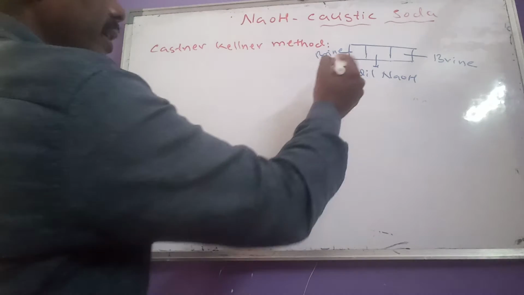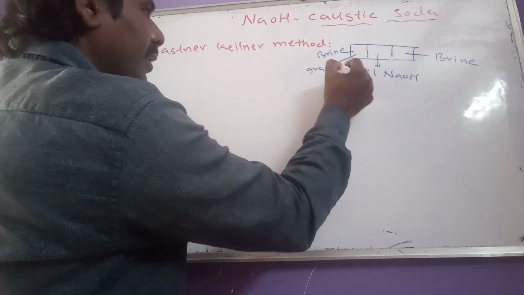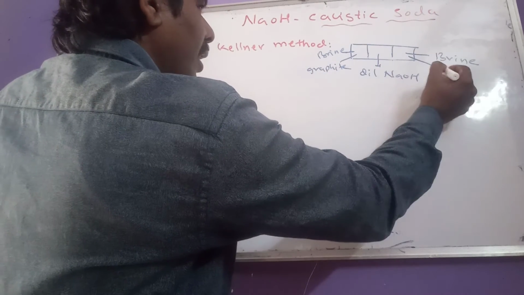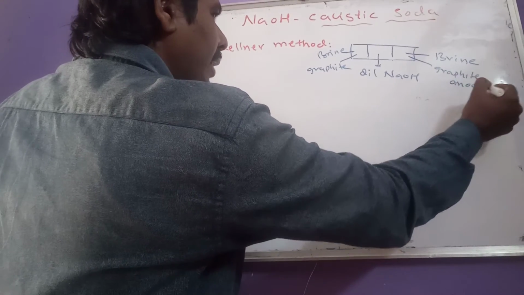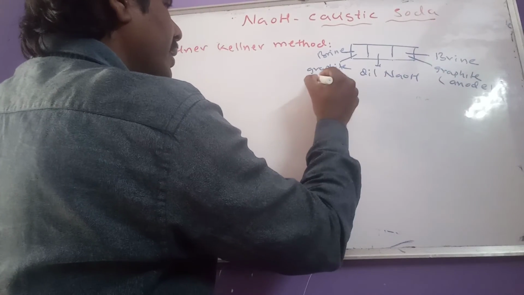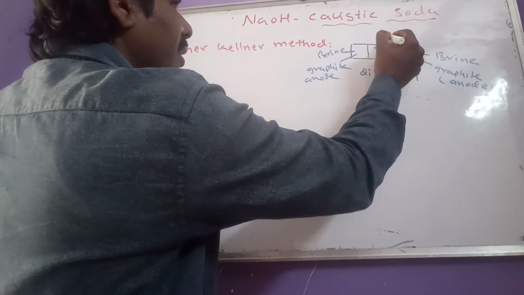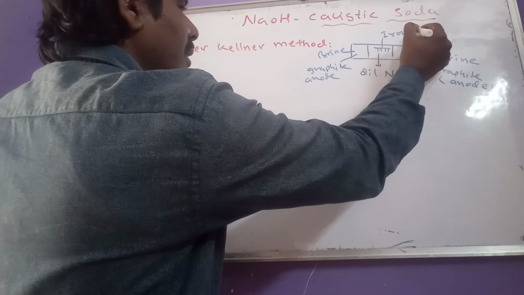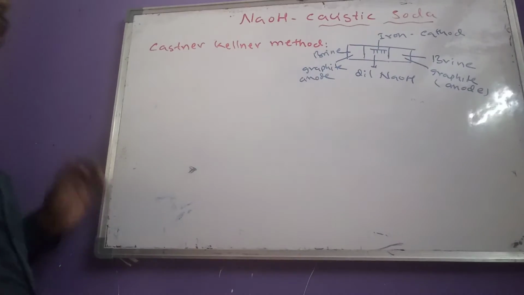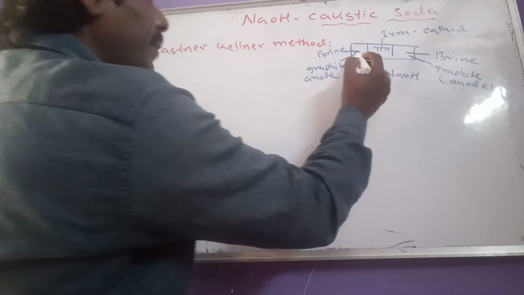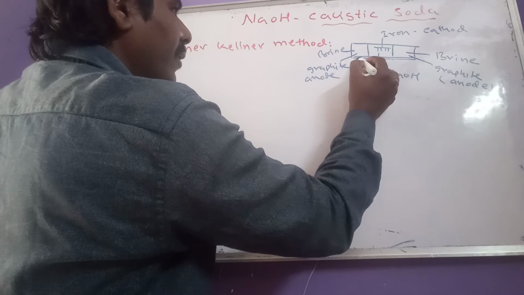Then into the outer compartments, graphite rods are suspended. They act as anode. And into the middle compartment, a bunch of iron rods are used. They act as cathode.